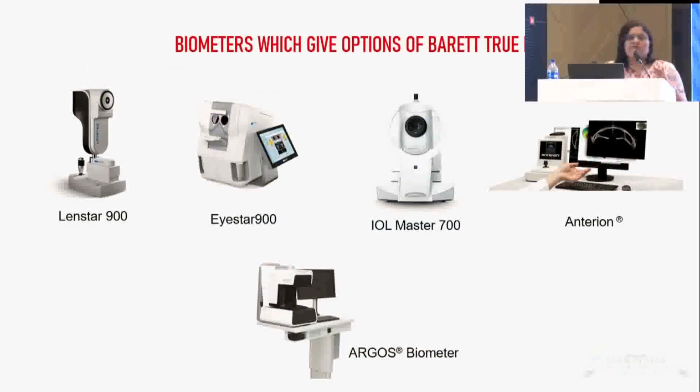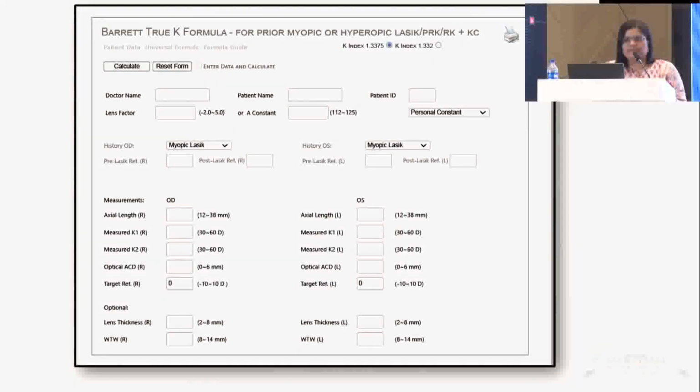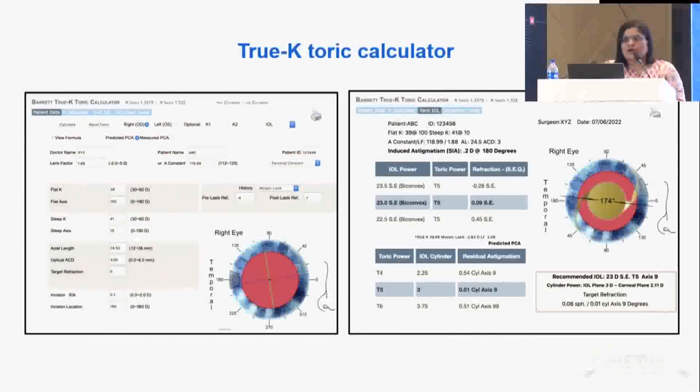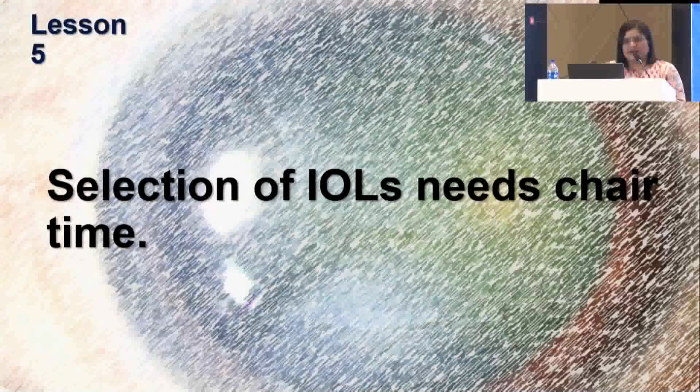No. We have all other SS-OCT biometers which are new in our armamentarium, and this is Lenstar, iStar 900, IOLMaster 700, Anterion and Argos biometer, which also deal with Barrett 2K formulas as well. Barrett 2K formula for prior myopic or hyperopic LASIK, this is the formula which we can use from online, and we also have the 2K toric calculator.